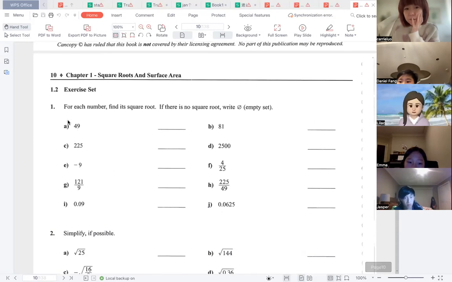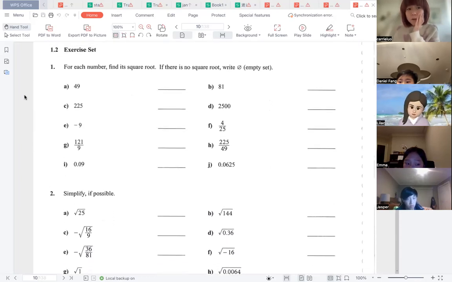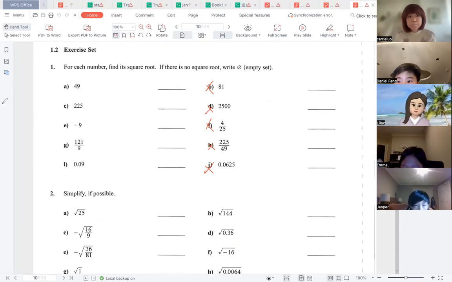So let's take a look at the exercise 1.2. We're going to do B, D, F, H, J. We only do these 5 questions, so please send it to me by chat.